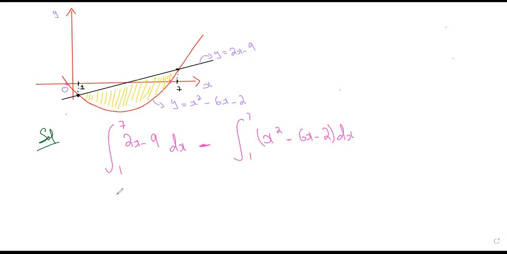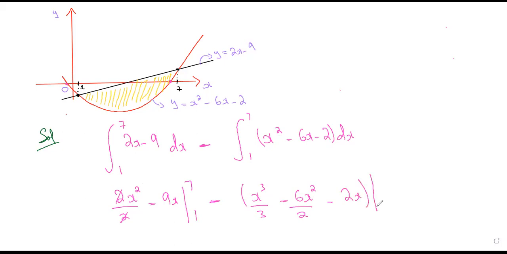So 2x minus 9 would be 2x squared by 2 minus 9x, and the limits are 1, 7. 2 and 2 would be cancelled. Minus sign is going to come, and then x cubed by 3 minus 6x squared over 2 minus 2x, and then again the limits are 7 and 1. Okay. So just do your working and tell me what answer you're getting for this one.